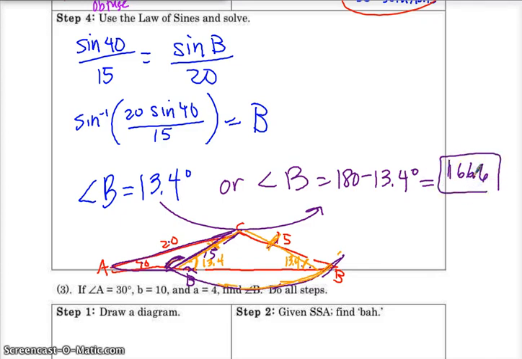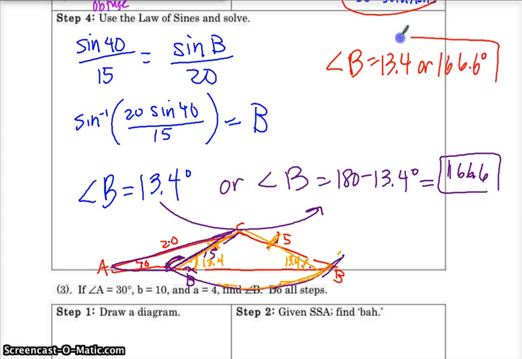Will it always be the supplement of the first angle that you find? Yes, it will. So hopefully you understand this isosceles triangle bit and how we're finding the supplement. If you don't, then you're going to find one answer, you're going to do the BA test, and then your other answer is the supplement of the first one that you find. And that's it. So pause and try the third one on your own.